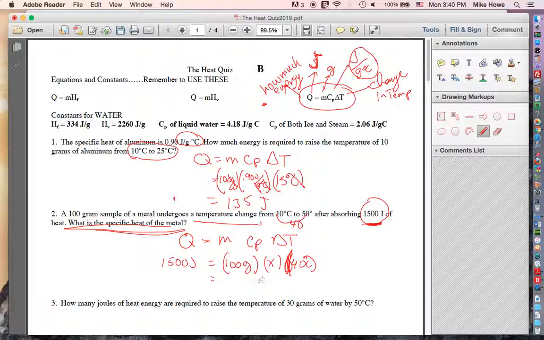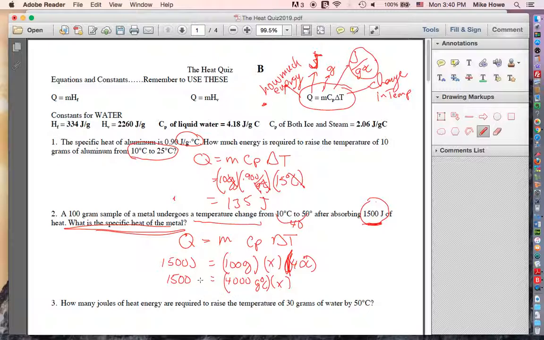Okay, so now we need to do the math involved with solving for X. So 100 times 40 is 4,000. No units cancel when I multiply those, so I'm just going to call it G degrees C. And that will be multiplied by X. We don't know what X is, remember? On this side, we still have the 1,500 joules. So now we're ready to solve for X. How do we do that? Oh, with the divide. Yeah, we divide both sides.